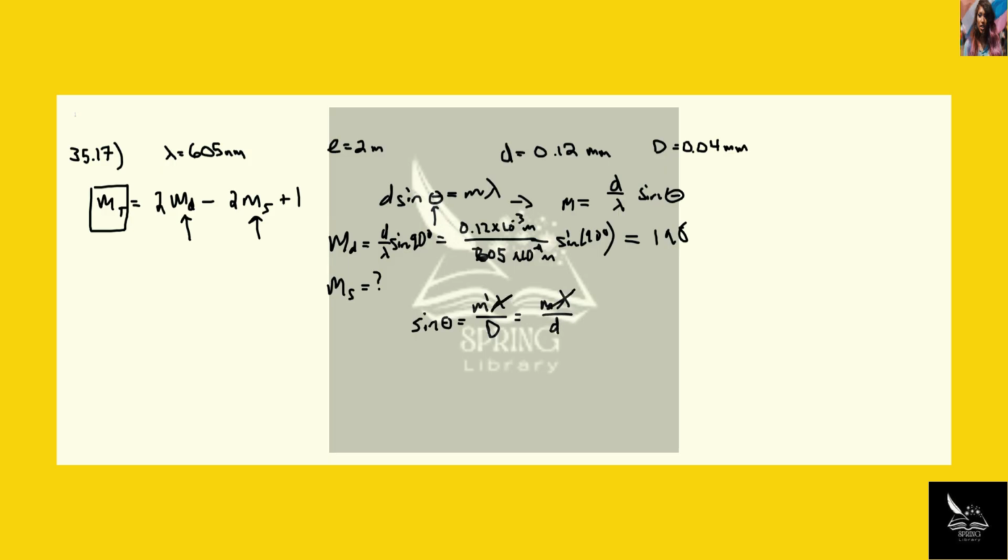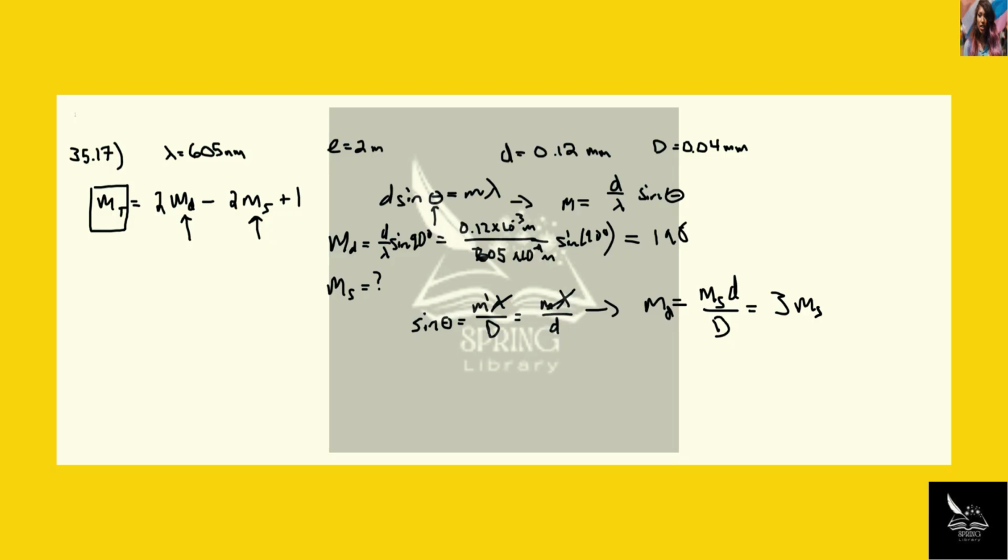So these lambdas are going to cancel out, and we're going to see that m equals, sorry, this is MD, and m prime is what we're going to call MS. So MD is going to equal MS times little d over big D. And if you see, little d over big D is 3, so this becomes 3 MS.